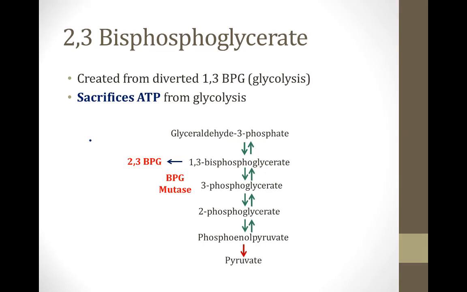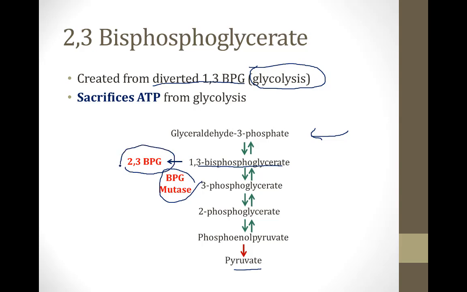There's a tie-in with biochemistry involving 2,3-BPG, and that is because 2,3-BPG is synthesized from diverted 1,3-BPG, which is a glycolysis intermediate. Shown on the screen here are the last several steps of glycolysis where glycerol 3-phosphate is converted into pyruvate. One of these steps involves synthesis of 1,3-bisphosphoglycerate, and red blood cells have an enzyme called BPG mutase, which can divert some of this 1,3-bisphosphoglycerate into 2,3-BPG.